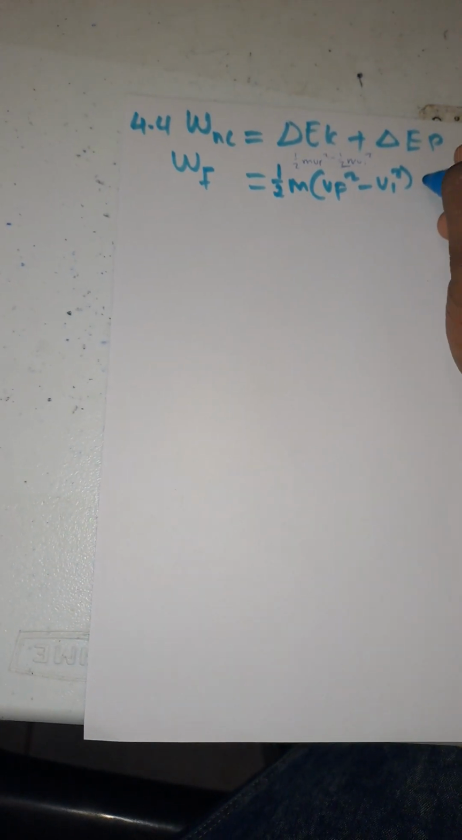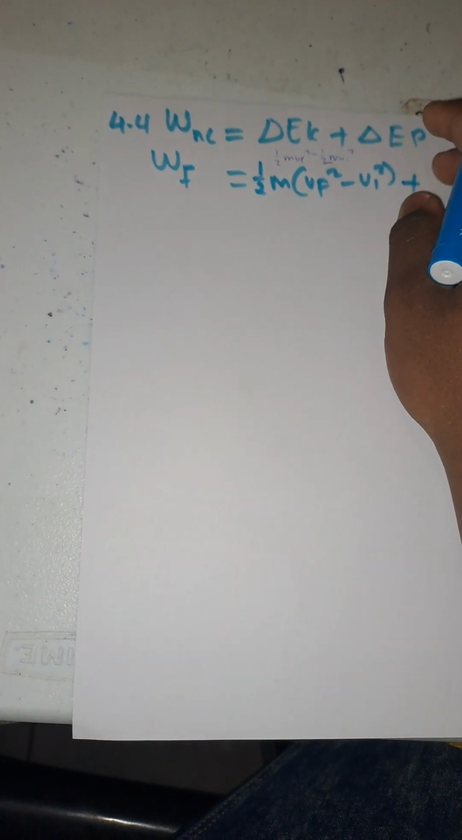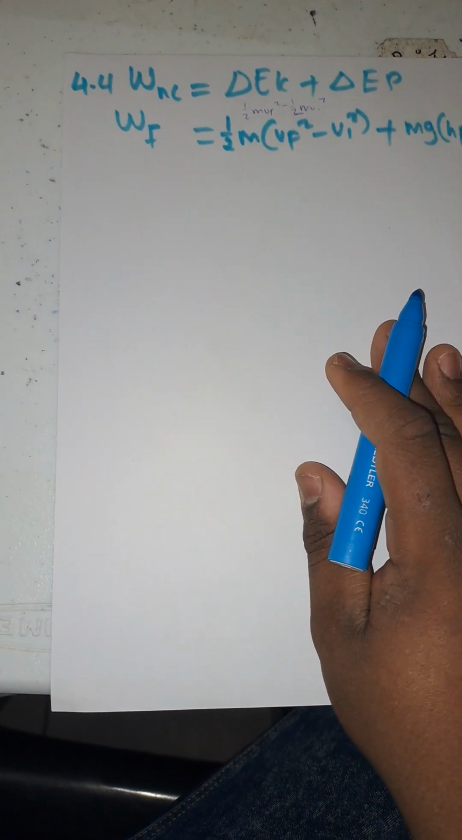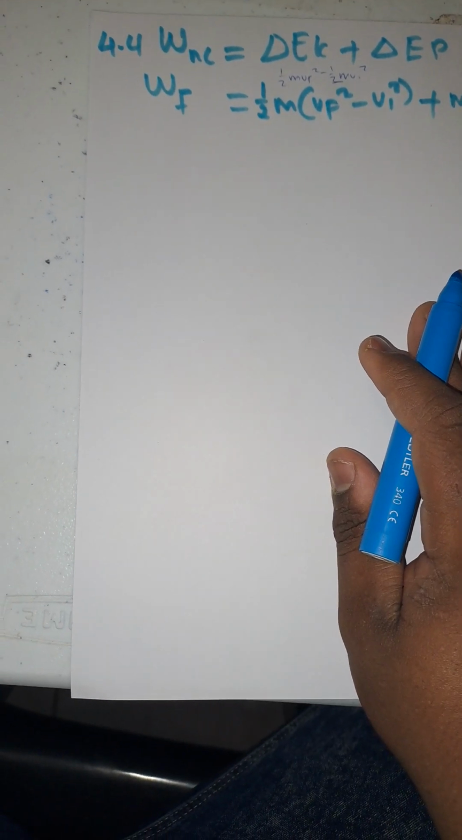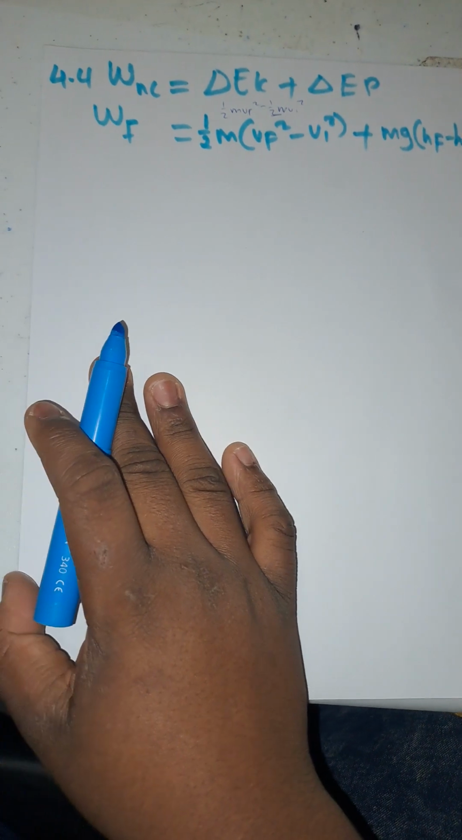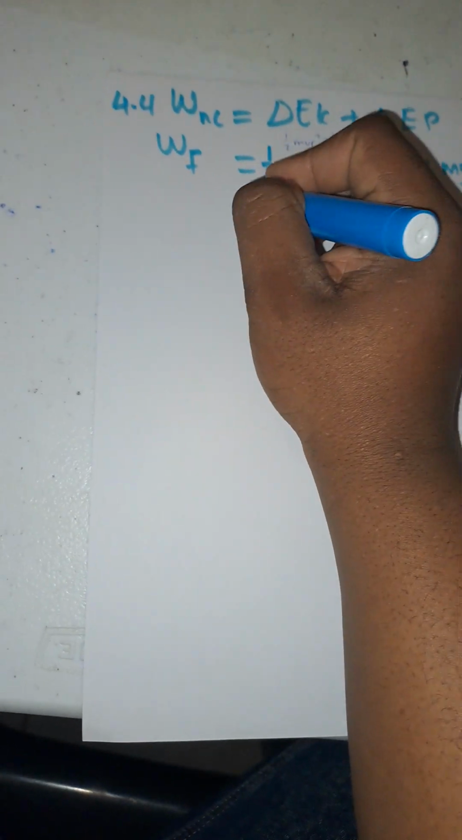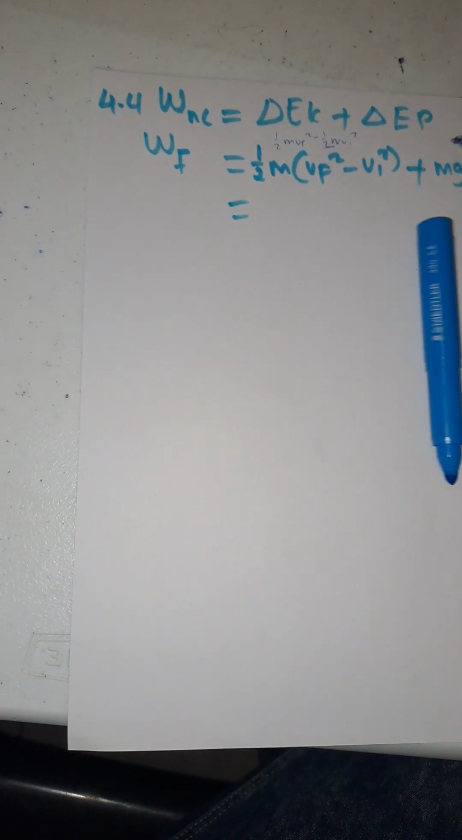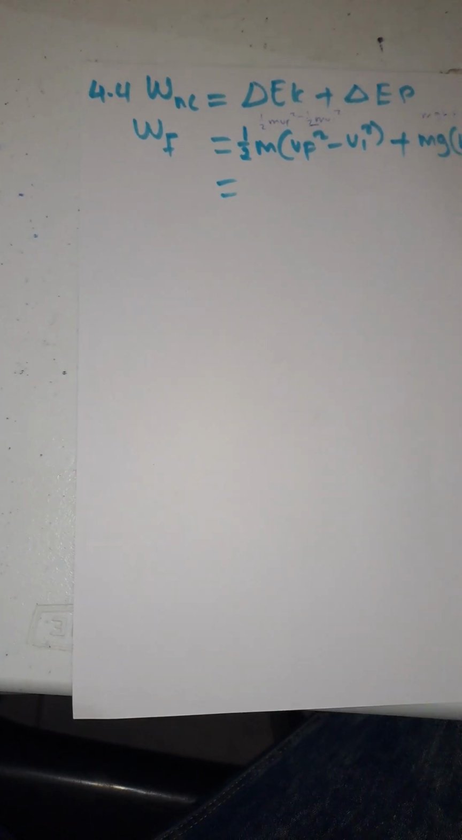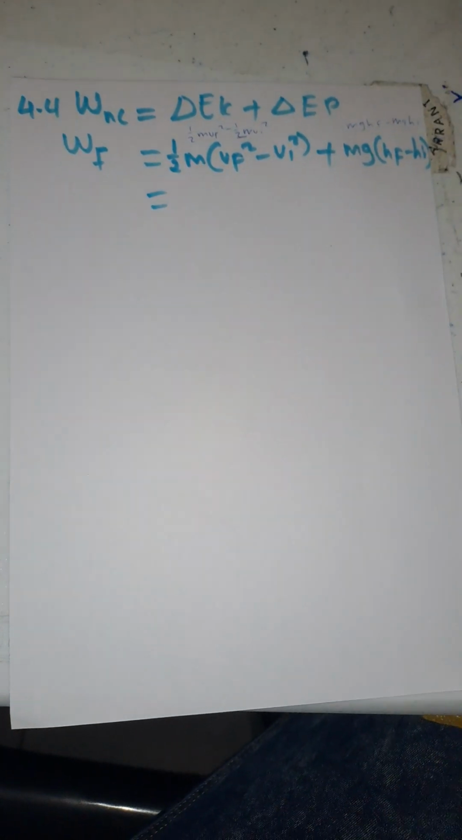Even for this one, I can do the very same thing. I can say mg, and then final height minus initial height. Let's continue with the work. This one is the same as mghf minus mghi. You can choose your own method, but I'm going to choose this one.